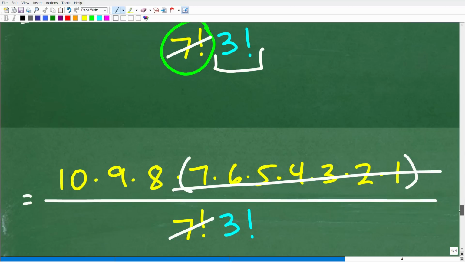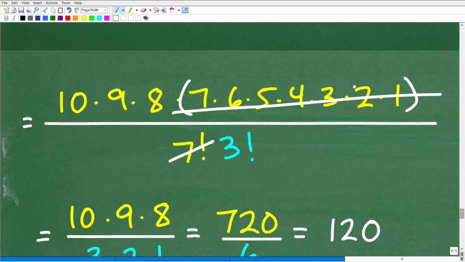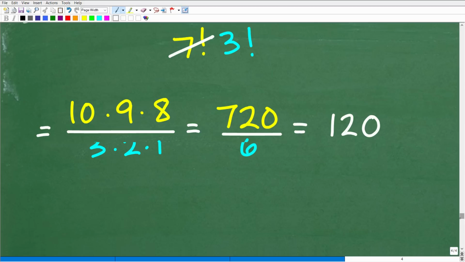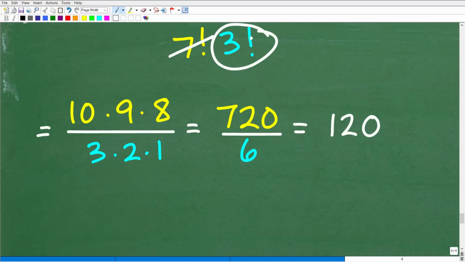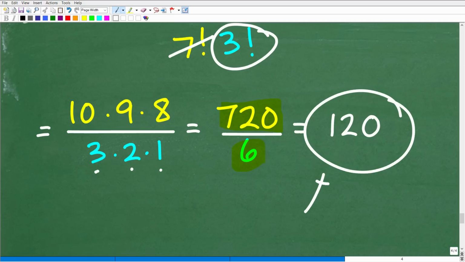So let's go ahead and continue on. Again, we get to cross cancel all these factors, and that leaves us with 10 times 9 times 8 over 3 factorial, which is what? 3 times 2 times 1. So now we get to do this number crunching. 10 times 9 times 8 is 720. And that's going to be divided by 3 times 2 times 1, which of course is 6. And then when you do this division, we get our final answer, 120 ways.